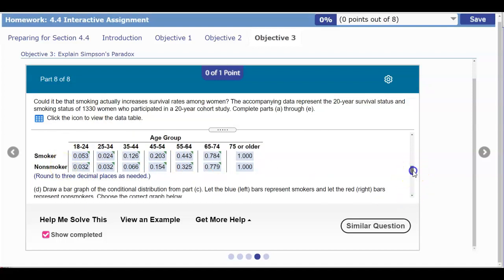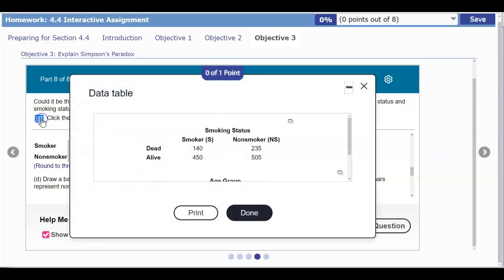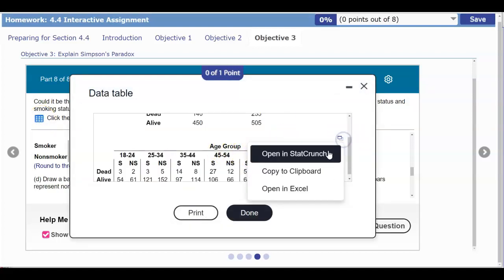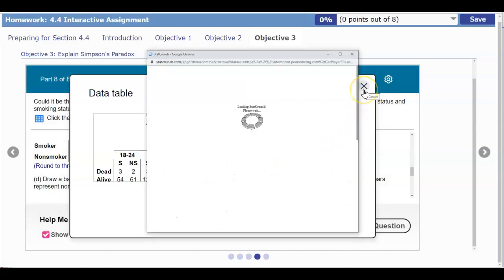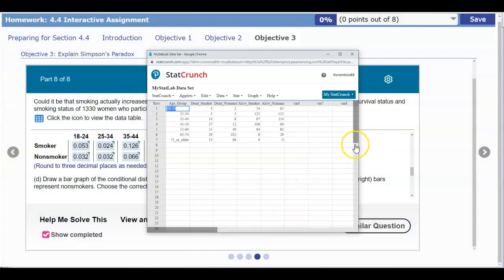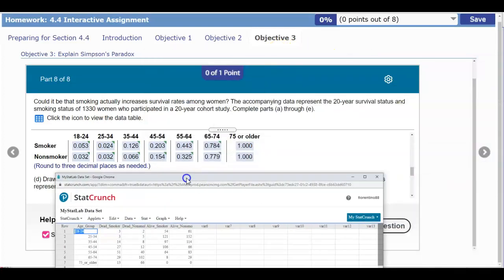Now the last part of this question wants us to draw a bar graph of the conditional distribution from part C. In order to do that, we're going to click on the viewing table, and then open up this part in StatCrunch. Now we're going to have to create our own data with the data we just filled in, in order for us to create a bar graph.